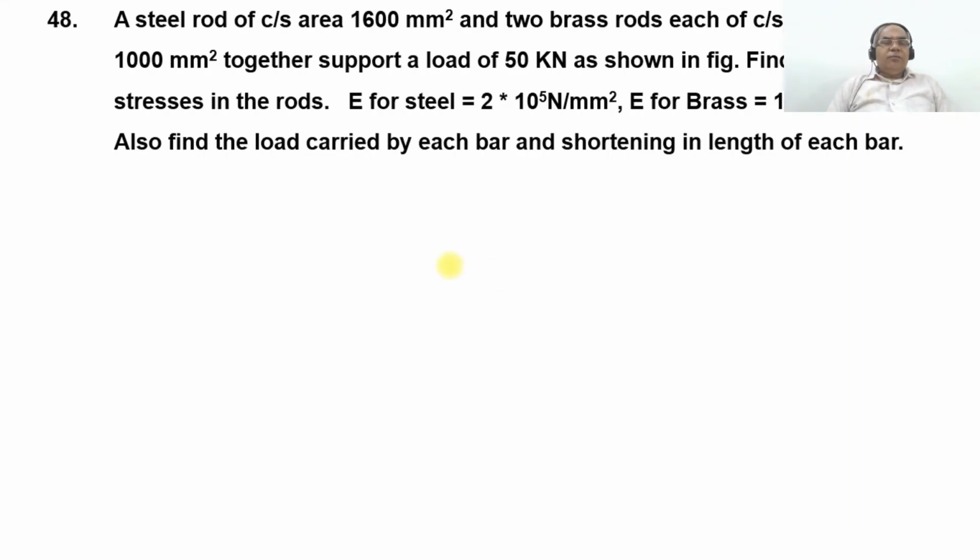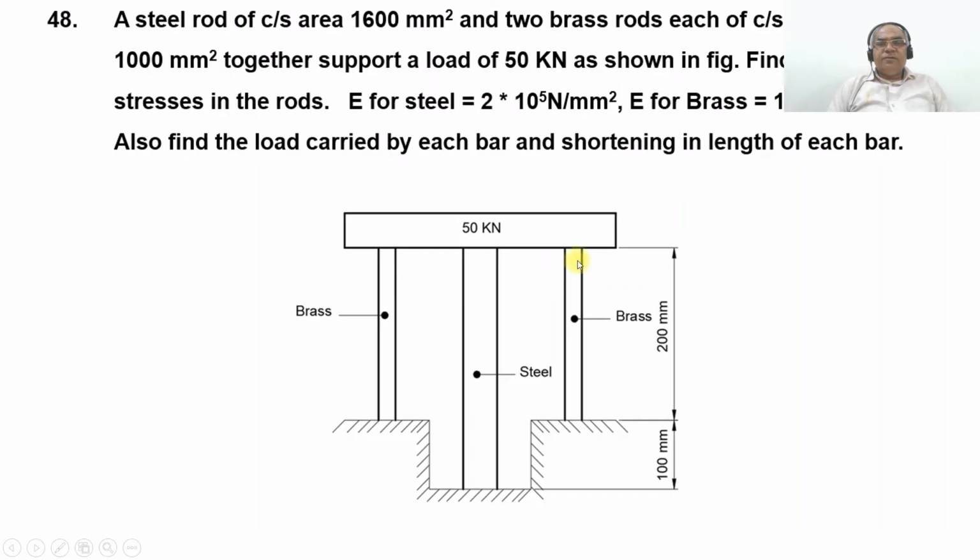Now, we will take up one more problem, problem number 48. A steel rod of cross-sectional area 1600 mm square and two brass rods, each of cross-sectional area 1000 mm square, together support a load of 50 kilonewton, as shown in the figure. So we have a 50 kilonewton rigid bar over which the two brass rods and steel rod have been fixed.